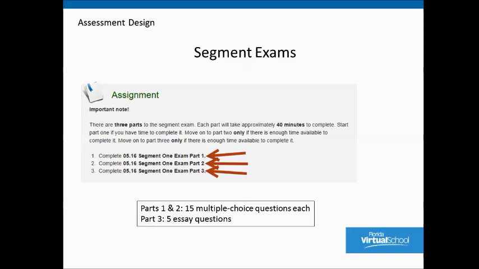The segment exams are 3 parts. Parts 1 and 2 are both auto graded, and part 3 is teacher graded. Parts 1 and 2 are 15 multiple choice questions, and part 3 is 5 essay questions that the teacher grades. This concludes segment 1 training.